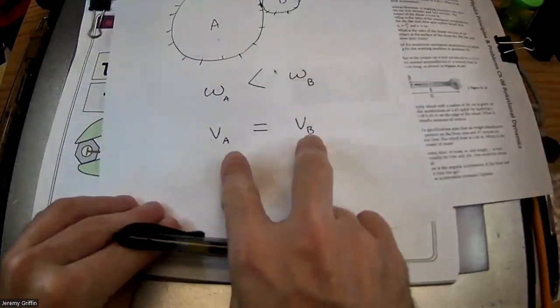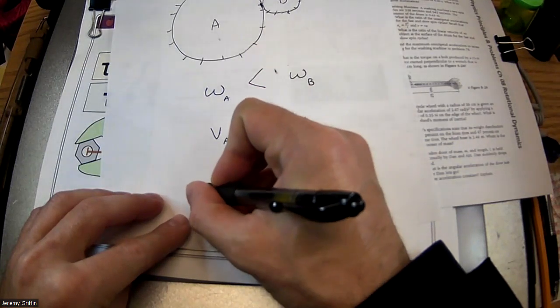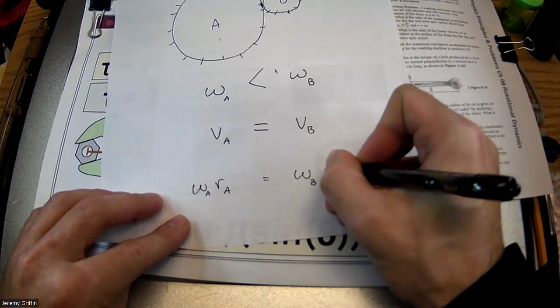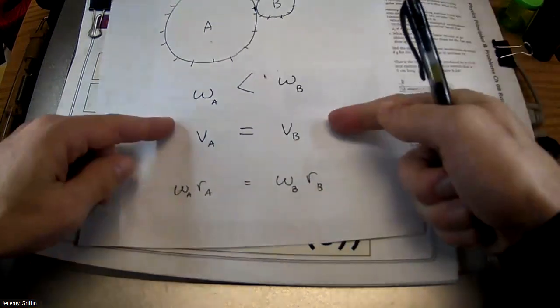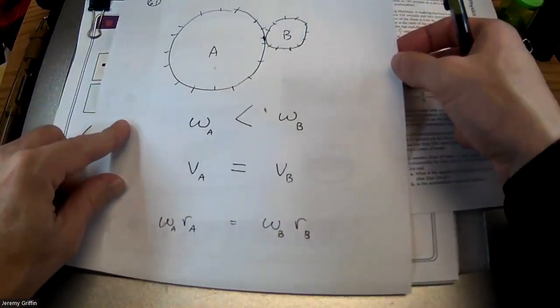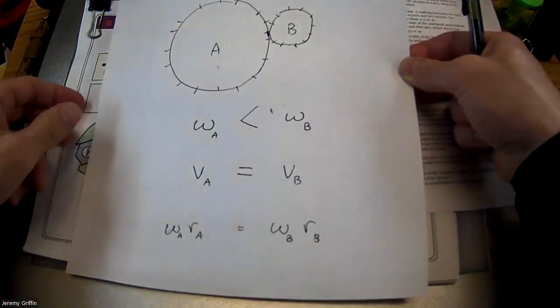I'm going to go with the fact that these are the same. Could I say omega A R A is equal to omega B R B? Right? Because these are the same. Therefore, these are the same. Different radial sizes, different omegas. You guys can see all that, right? Okay.